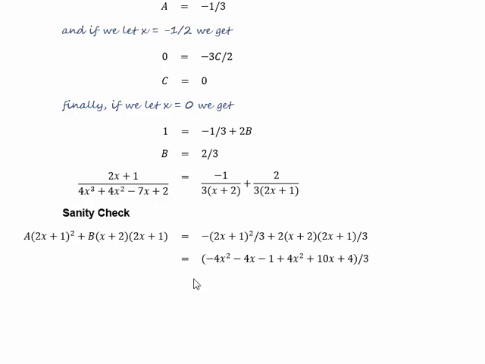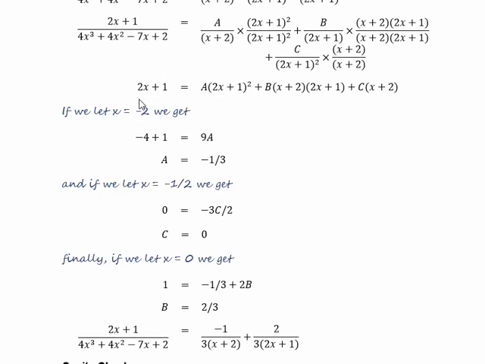So minus 4x squared plus 4x squared, they'll cancel. We've got minus 4x plus 10x, so that will give us 6x, and we've got plus 4 minus 1, so that will give us plus 3. So we've now got 6x plus 3 over 3. We can divide through by 3, giving us 2x plus 1, which is what we had here. So we can be reasonably confident that our answer is correct.